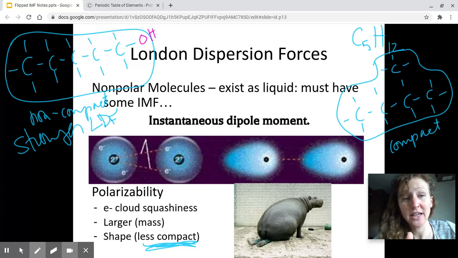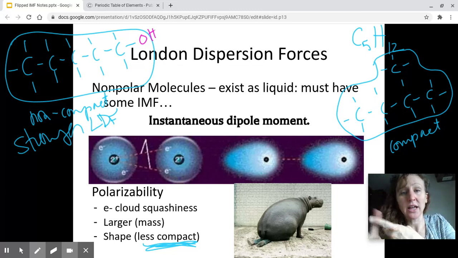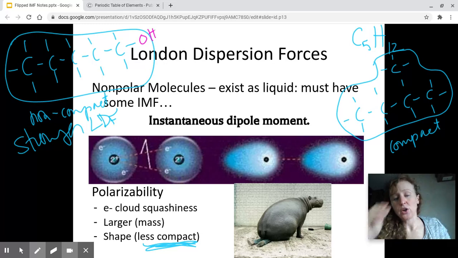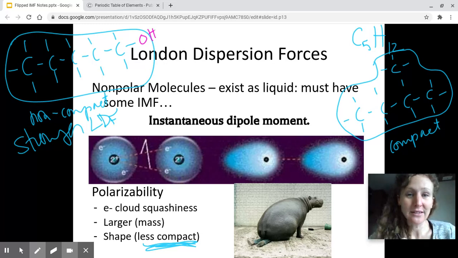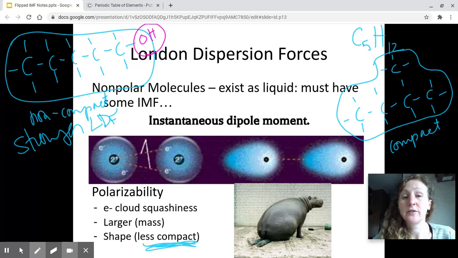And then all of a sudden you're going from looking at London dispersion forces to looking at London dispersion forces with dipole-dipole forces. So shape makes a difference. Less compact will have stronger London dispersion forces. But be careful when you're comparing shape, and always be aware of functional groups, because if they change functional groups on you, that's going to make more of a difference than just changing the shape all by itself.